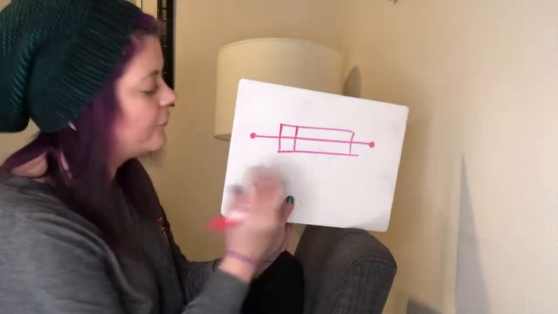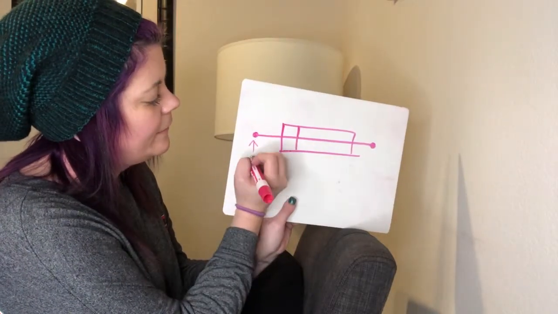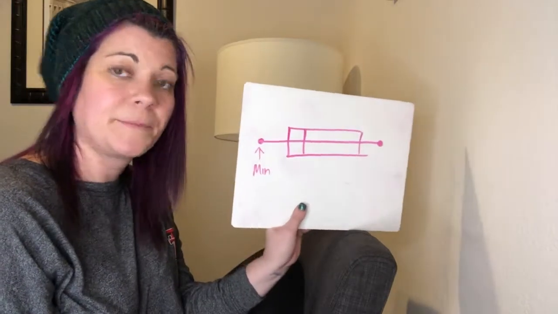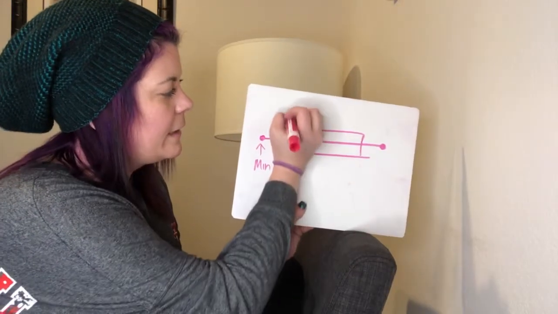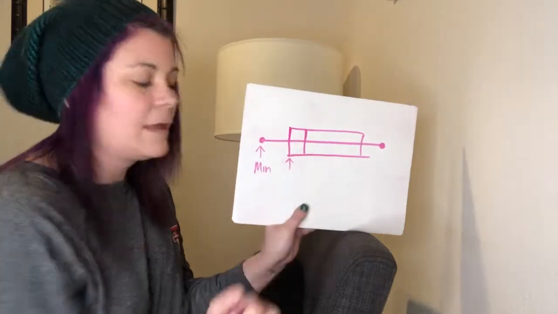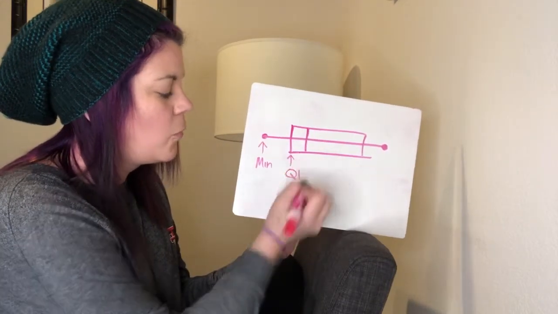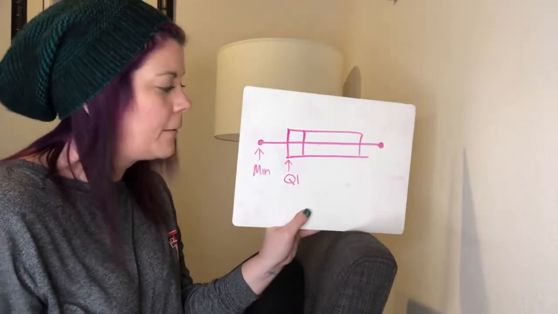Here we have a box and whisker plot. Right here, this is the minimum. That little dot stands for the minimum of the data. Okay, right here, the left end of the box stands for what you call Q1, or the lower quartile.